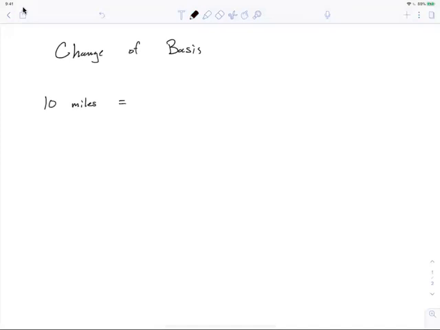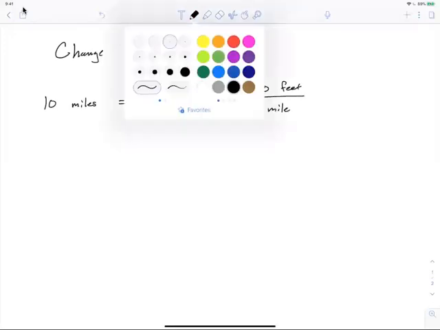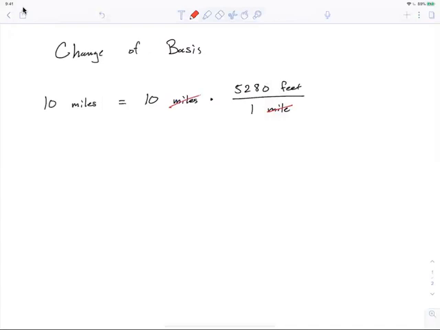So what we might do is some dimensional analysis, and we'll do 10 miles times the conversion factor, which just happens to be 5,280 feet for 1 mile. And then these miles are going to cancel, leaving us just with a simple multiplication, 10 times 5,280, which gives us 52,800 feet. So that's how many feet are in 10 miles.